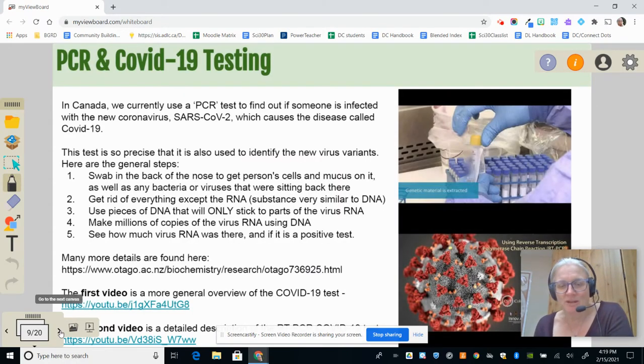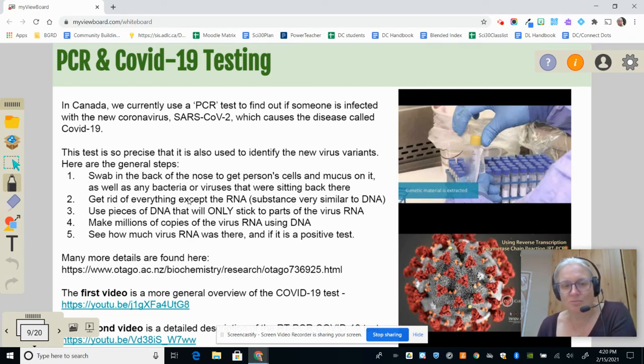Okay, so we mentioned PCR, polymerase chain reaction. It's actually used in quite a lot of different ways. DNA fingerprinting is one of them. Right now, it's also being used as part of the COVID-19 test, to see if somebody has been infected with the coronavirus. This PCR is part of the testing process. Generally, you get the swab in the back of the nose. They get any mucus on there, but what they're also looking for is bacteria or viruses that might be sitting back there too.